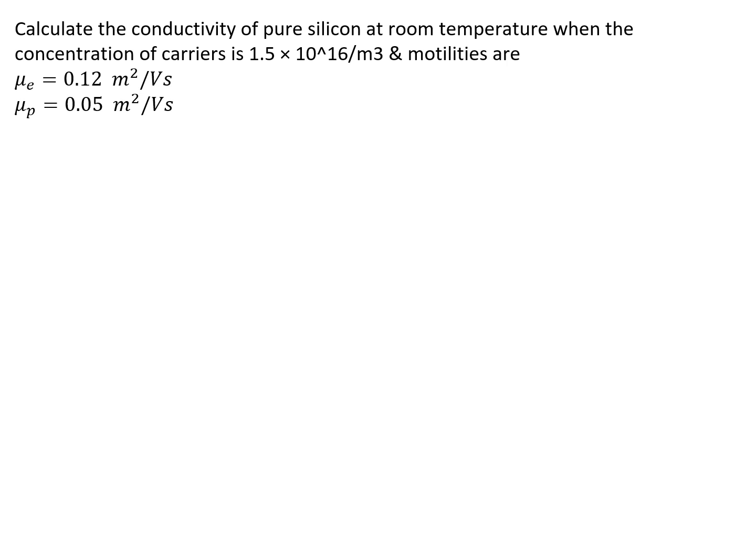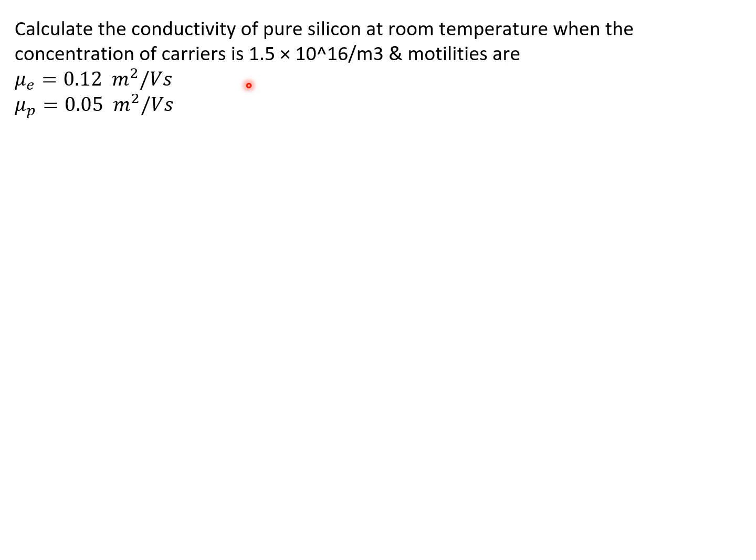See the numerical statement. Calculate the conductivity of pure silicon at room temperature. This means the numerical is on conductivity of an intrinsic semiconductor. We are given the concentration of carriers, meaning the concentration of electrons in the conduction band as well as the concentration of holes in the valence band. Being an intrinsic semiconductor, the concentration of electrons in the conduction band is equal to the concentration of holes in the valence band.